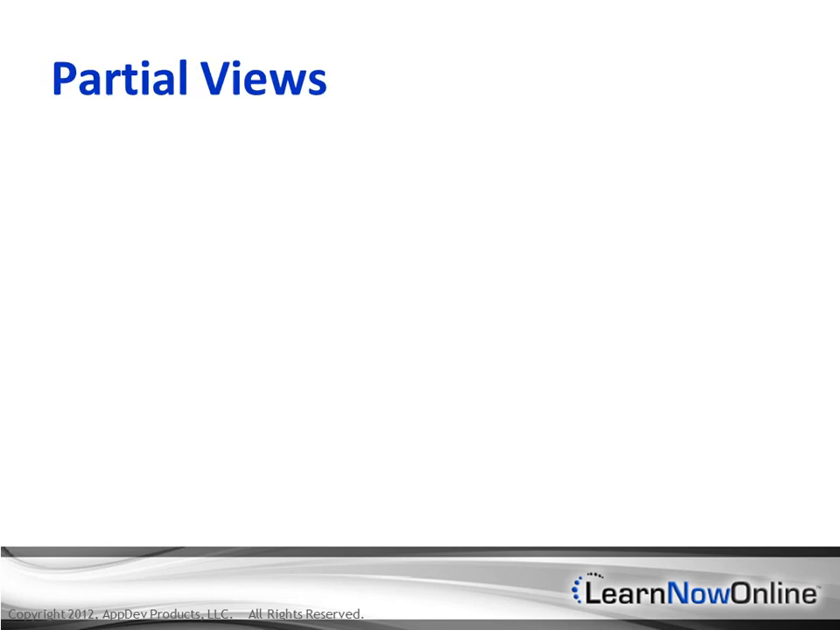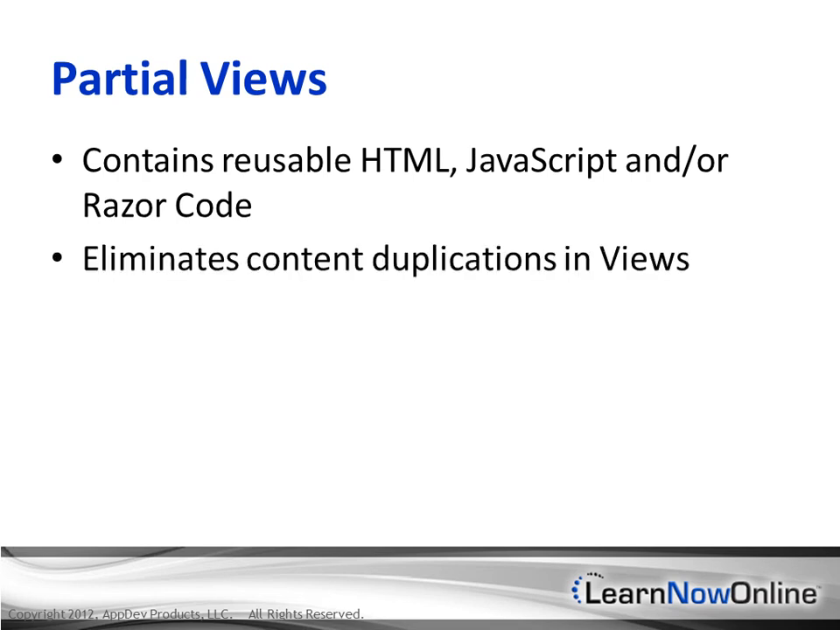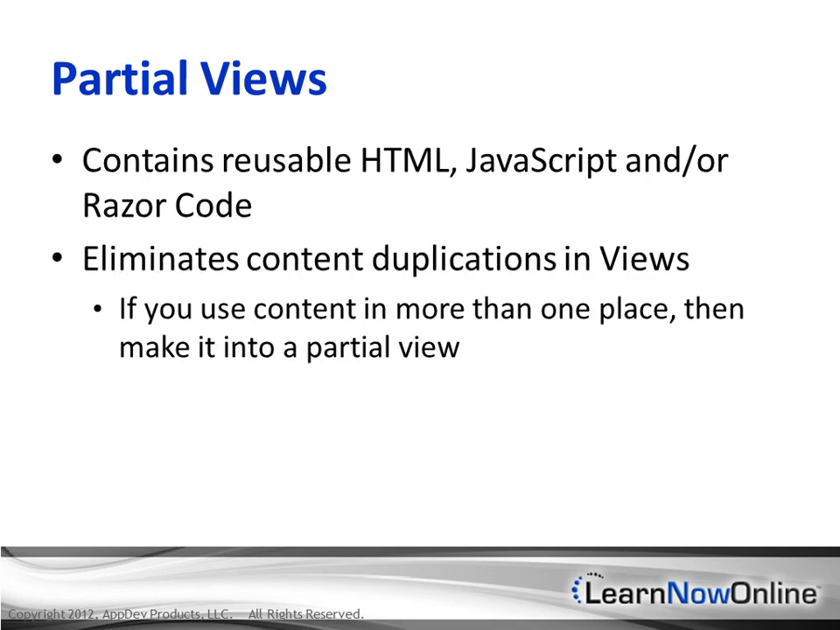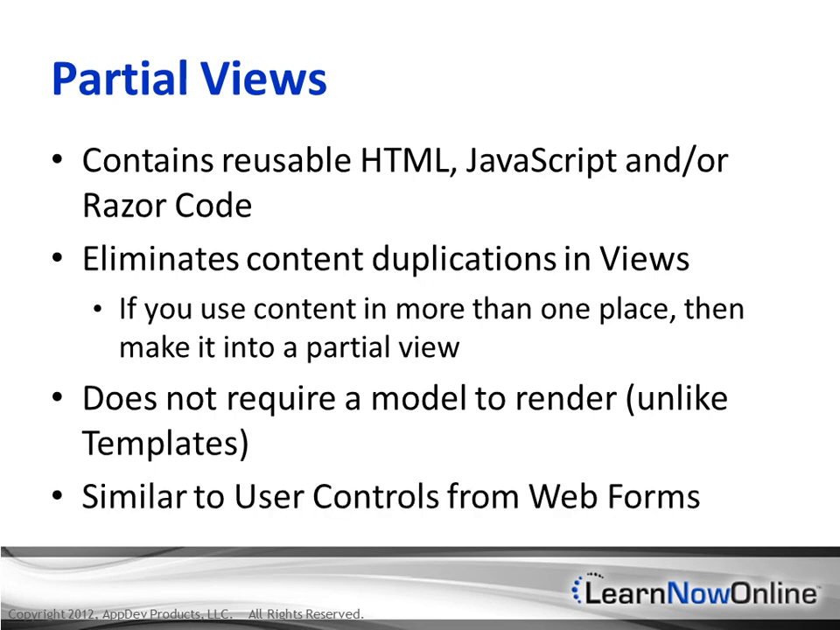Partial views in MVC are much like user controls within ASP.NET web forms. Here they contain reusable HTML, JavaScript, and/or Razor code. This also eliminates duplication within views. If you use content in more than one place, you want to make it into a partial view. This does not require a model to render, unlike templates. However, you can provide a model to a partial view if it is different from the main model of the parent view page that is calling it. And like I said, this is similar to user controls within web forms if you're used to that.